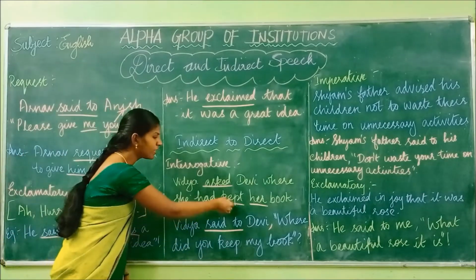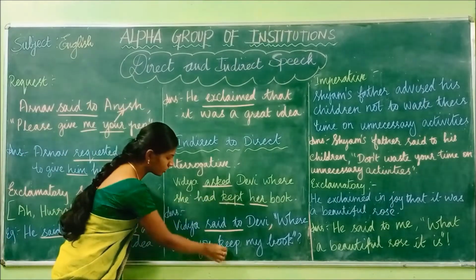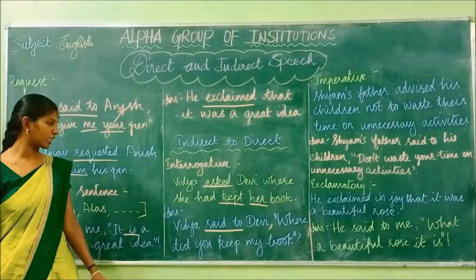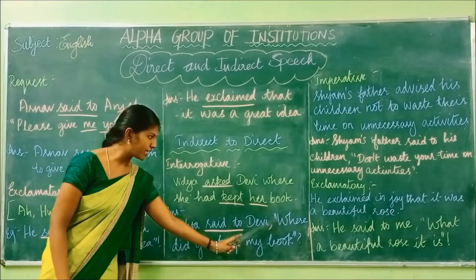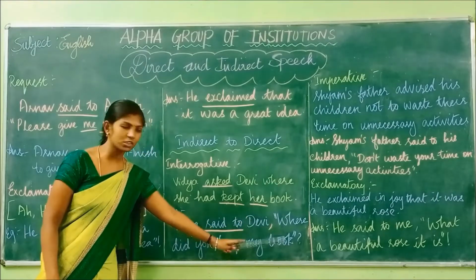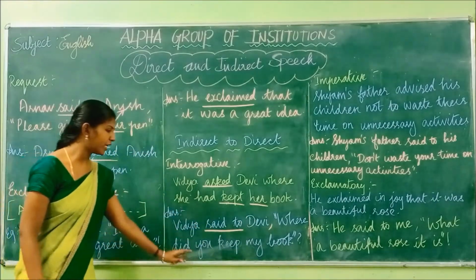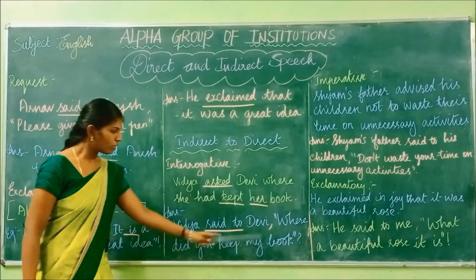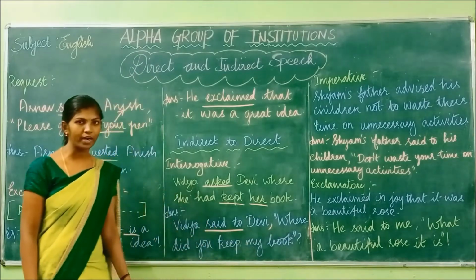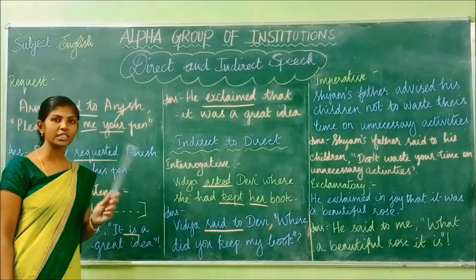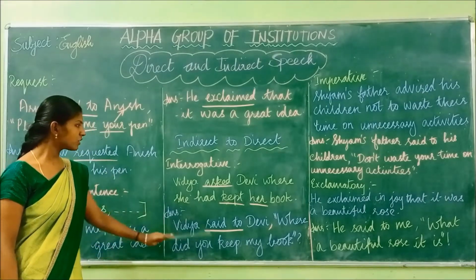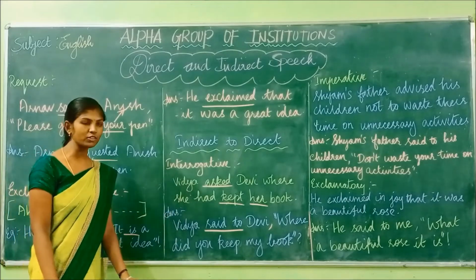This action verb, the B3 form of the action verb, is changed into the B1 form of the action verb. Vidya said to Devi, comma, open the quotation, write the same WH question, where did you keep my book? Close the quotation, put a question mark. A WH question must carry a question mark. Question sentences must carry a question mark. So this is what interrogative sentences are.